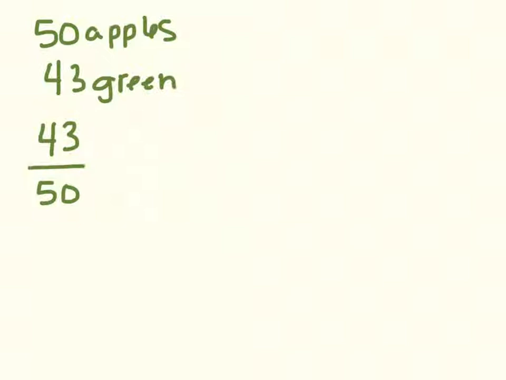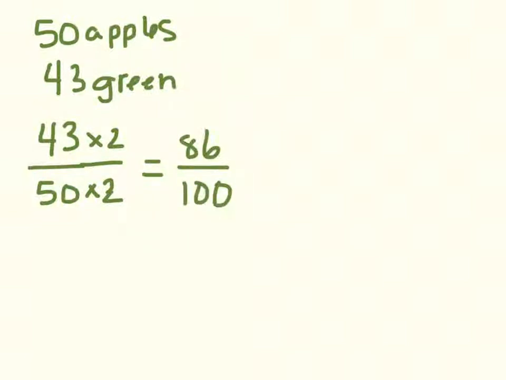Now we need to make our denominator 100, because if we're looking for percent, it has to be over 100 or per 100. Fortunately, this one is quite easy to see. 2 times 50 will give us 100. So we're simply going to multiply numerator and denominator by 2, giving us 86 over 100. Therefore, 86%, or 86 per 100, of the apples are green apples.